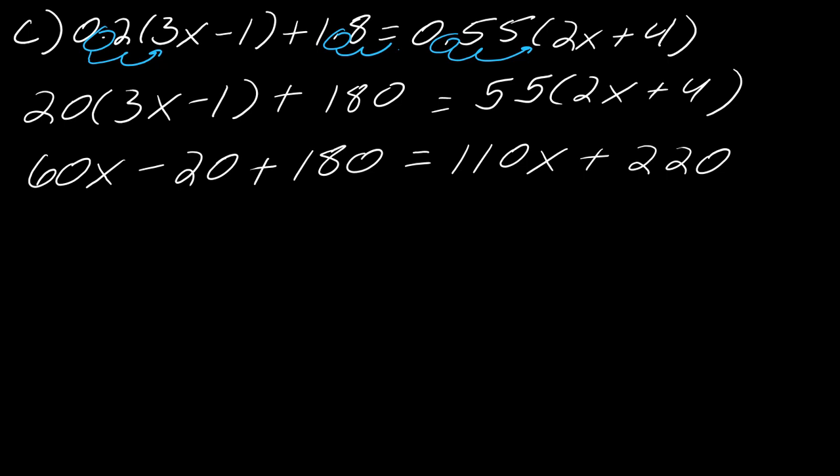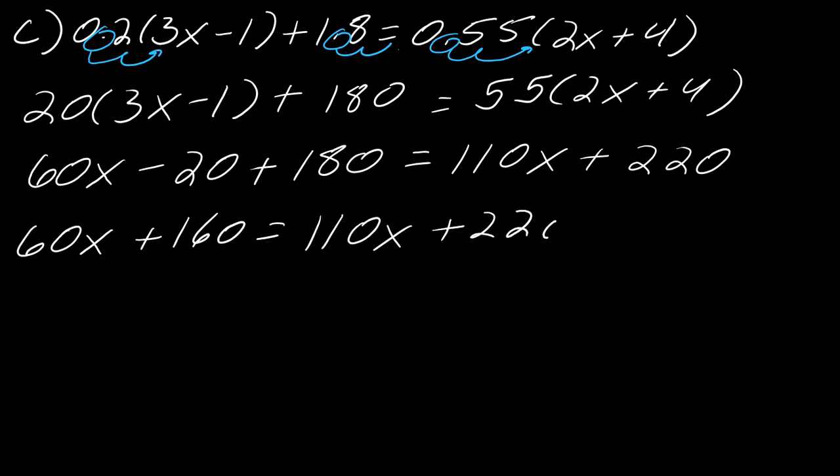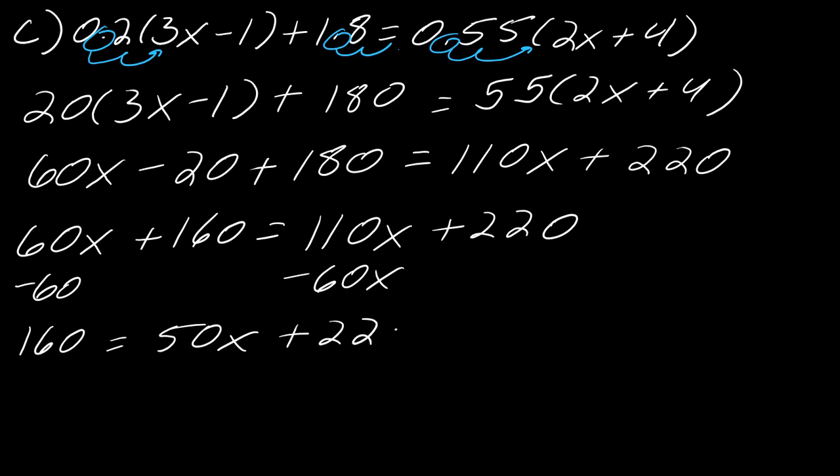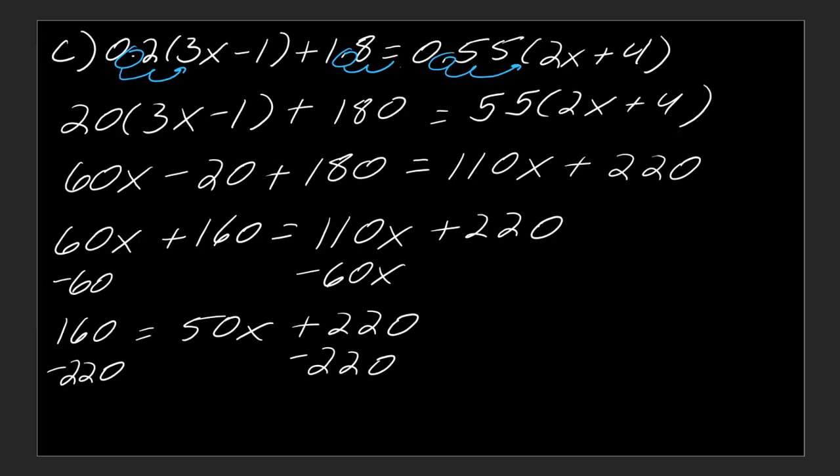Okay, cool. And so now we have to collect some like terms. So let's see, this is going to turn into 60x plus 160, and then this equals 110x plus 220. Okay, so now I got to bring stuff to each side. So let's see, I'll subtract off the 60x here. So I have 160 equals, what is that? That's 50x plus 220. So now I can subtract off that 220. And so 160 minus 220 is going to equal negative 60.